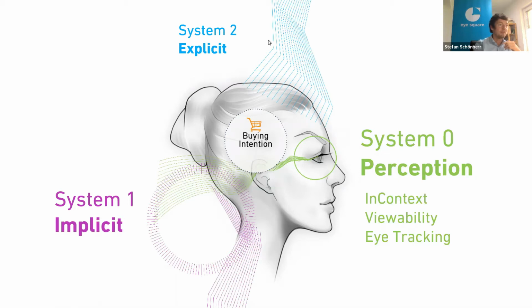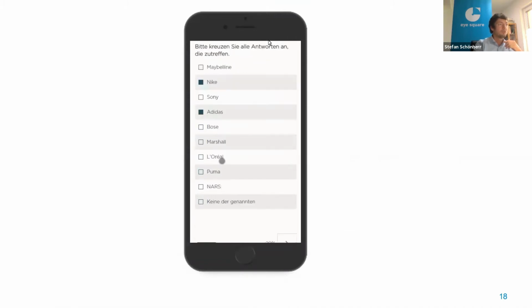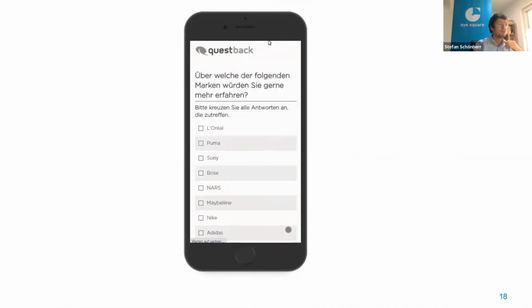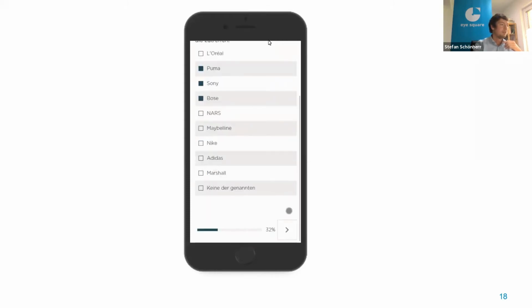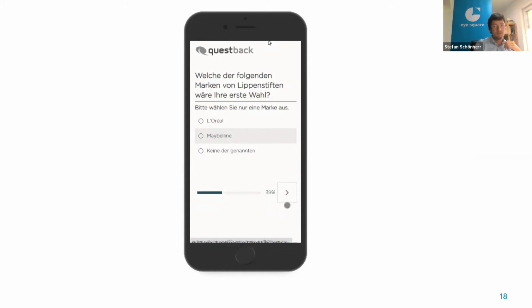And normally, and I think that's what most of you know, it's measured like this. After an ad contact or an ad exposure, you invite people to fill out a questionnaire, and there, of course, you ask brand metrics, like I'm interested in the brand and I would like to know more about the brand. And of course, you have other metrics like relevance set and first choice. So the big question is here: is this the way you want to measure buying attention?